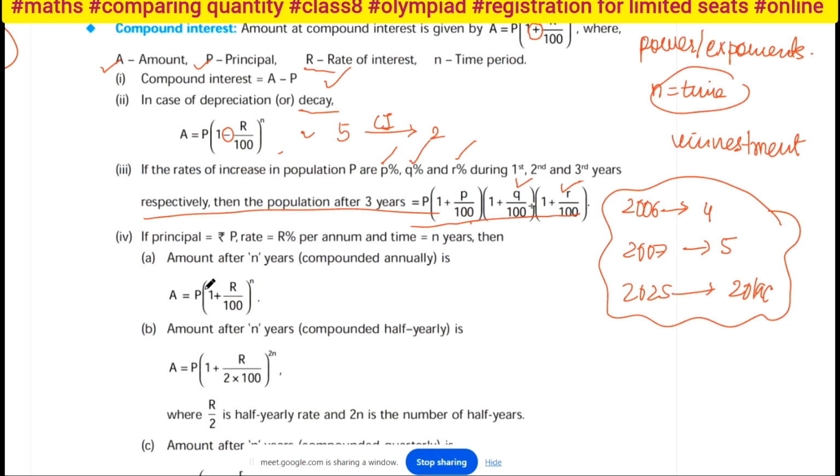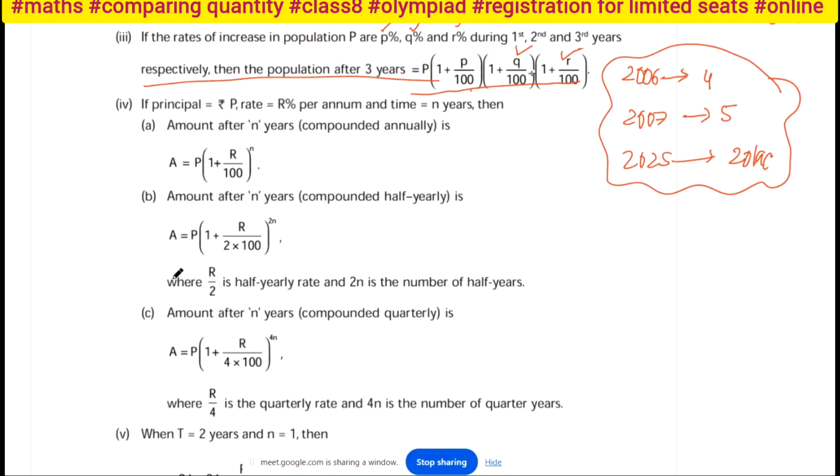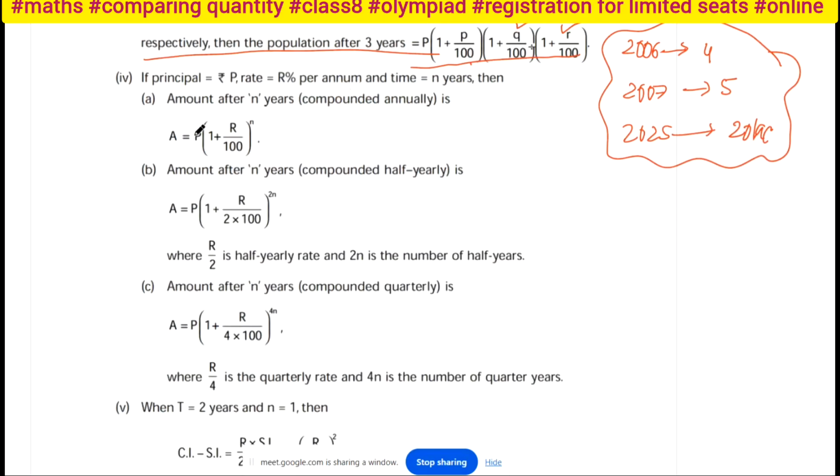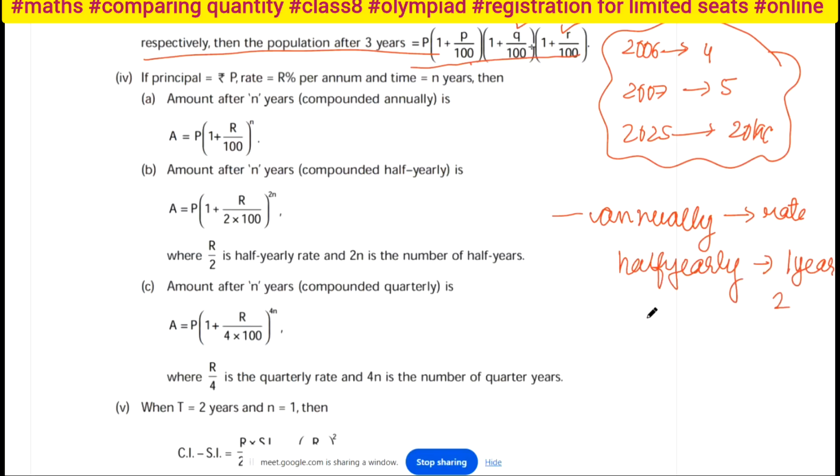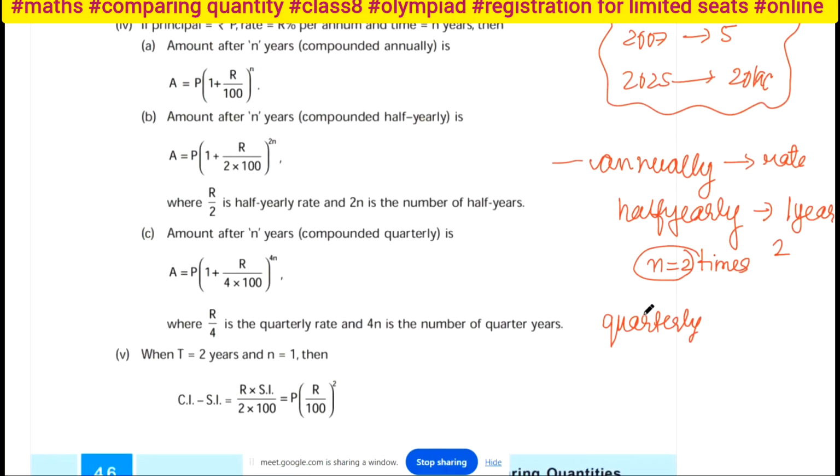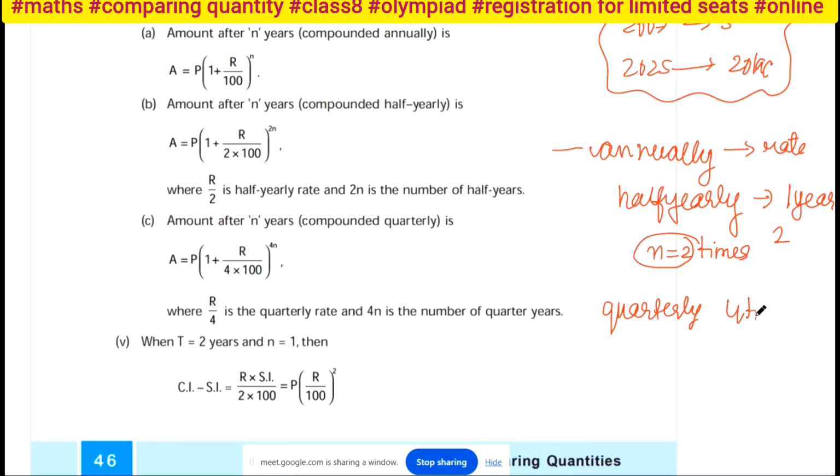When we do lots of questions, we will get more familiar with this. Now see, one more thing I will tell you here. When I say compounded annually, annually is talking about the rate. Every time in a question they will discuss the rate per annum, or working annually, or half yearly, or quarterly. When I say annually, it means the rate works once in a year. When I say half yearly, beta, that means in 1 year we have 2 halves, right? So my n value becomes 2 times. And when I talk about quarterly, I have 4 quarters, so I always multiply 4 times.